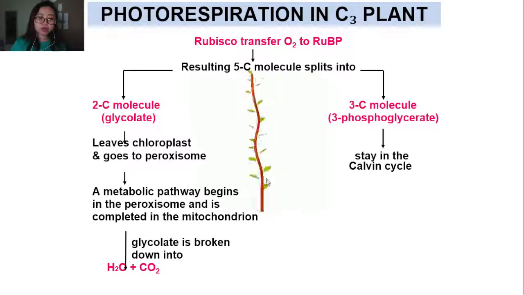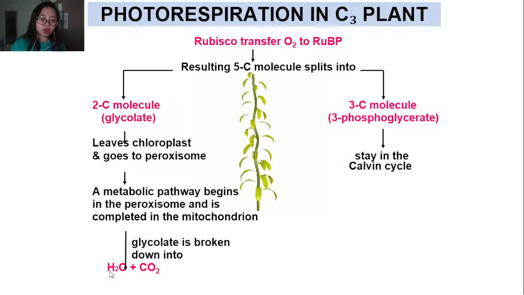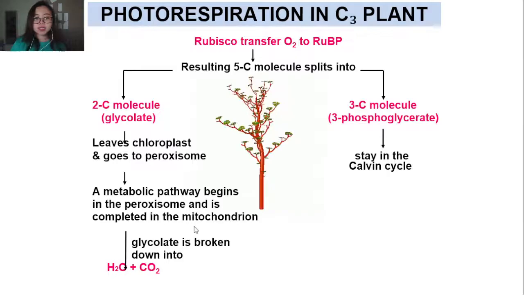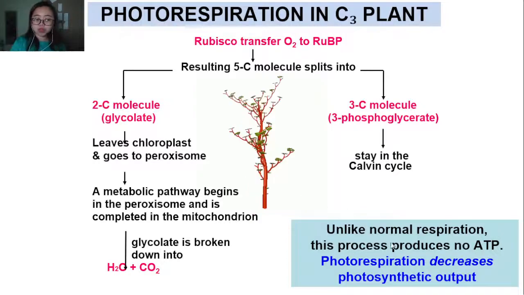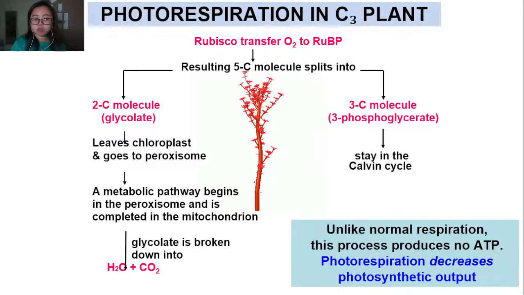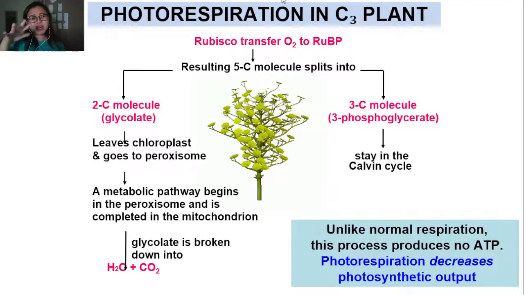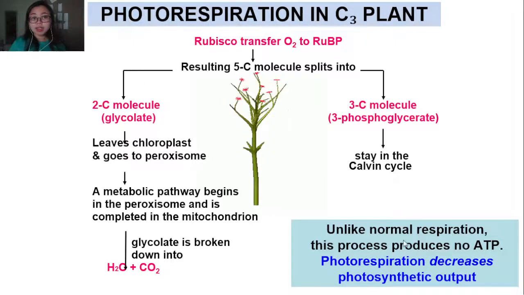In the metabolic pathway, it begins in the peroxisome and then is completed in the mitochondria. Glycolate is broken down into water and carbon dioxide. Unlike normal respiration, this process of photorespiration produces no ATP. So photorespiration will decrease photosynthetic output. In short, this slide explains once again what happens in photorespiration. Need to memorize? As long as you know that it produces this molecule and that molecule and it's bad. Okay, that is the main point of photorespiration.